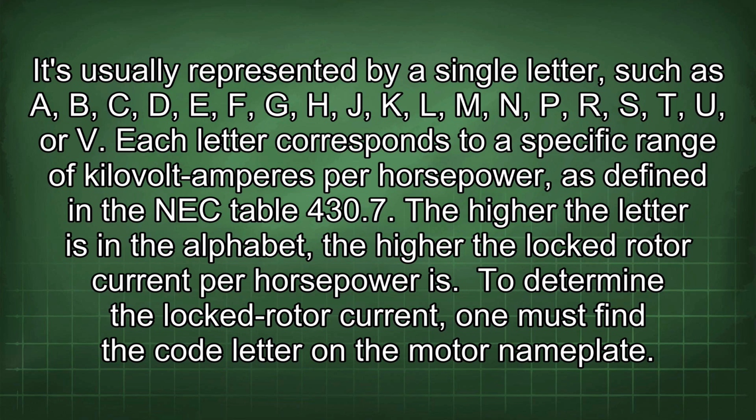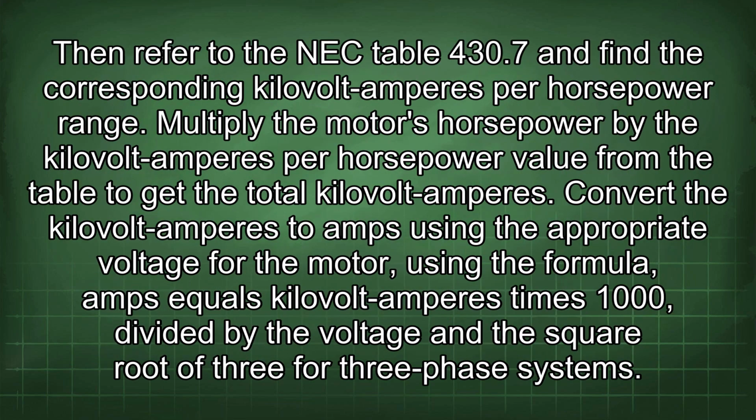To determine the locked rotor current, one must find the code letter on the motor nameplate. Then refer to the NEC table 430.7 and find the corresponding kilovolt amperes per horsepower range. Multiply the motor's horsepower by the kilovolt amperes per horsepower value from the table to get the total kilovolt amperes. Convert the kilovolt amperes to amps using the appropriate voltage for the motor. Using the formula, amps equals kilovolt amperes times 1000 divided by the voltage and the square root of 3 for three-phase systems.